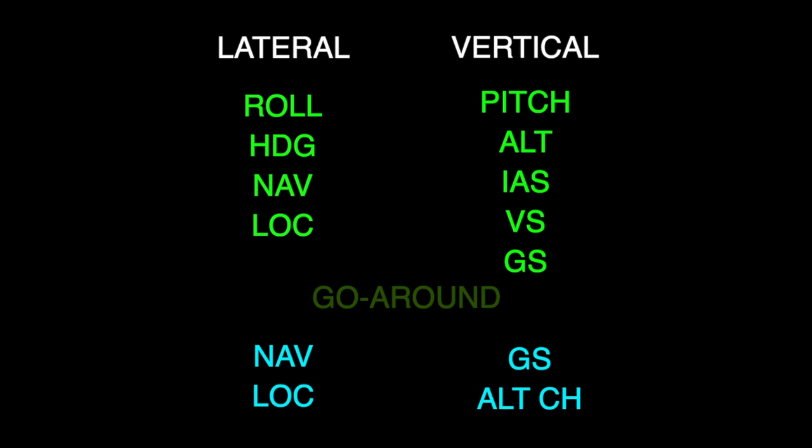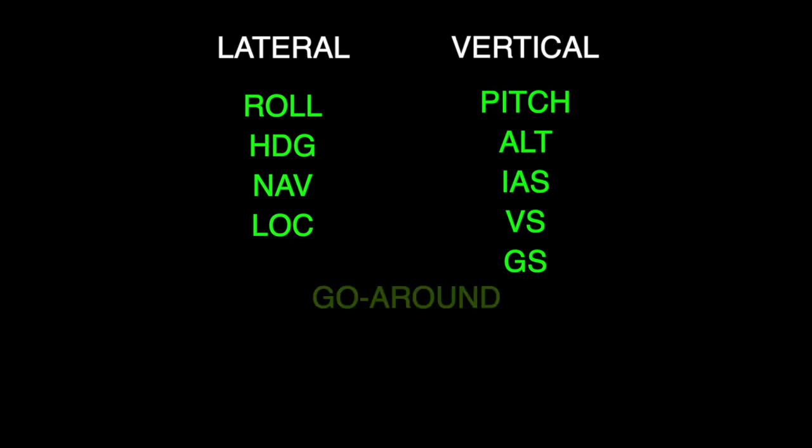Let's summarize the possible engaged and armed modes. Engaged lateral modes can be roll, heading, nav, and localizer. Engaged vertical modes are pitch, Alt, IAS, vertical speed, and glide slope. Common mode is the go-around. Lateral armed modes are nav and localizer. Vertical are glide and Alt change.